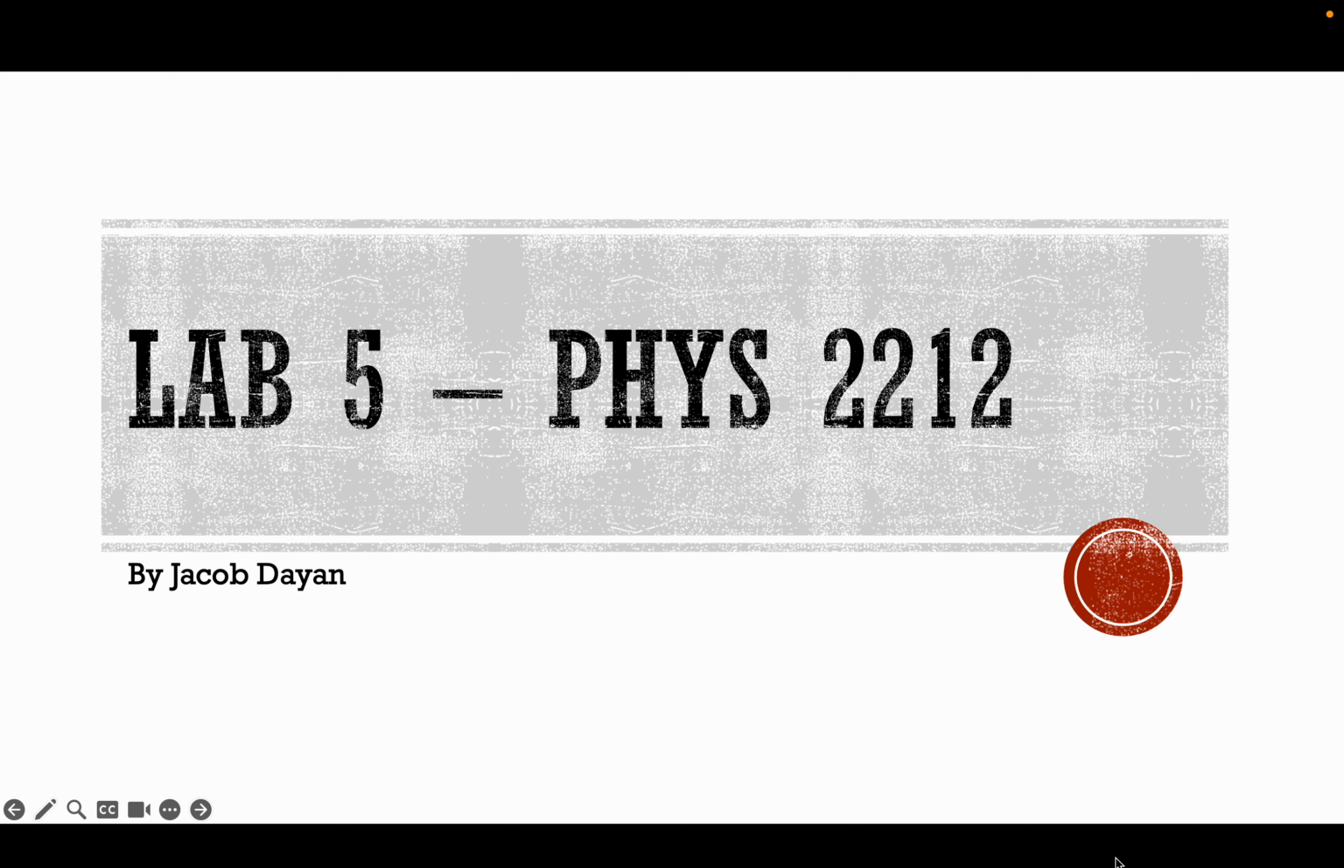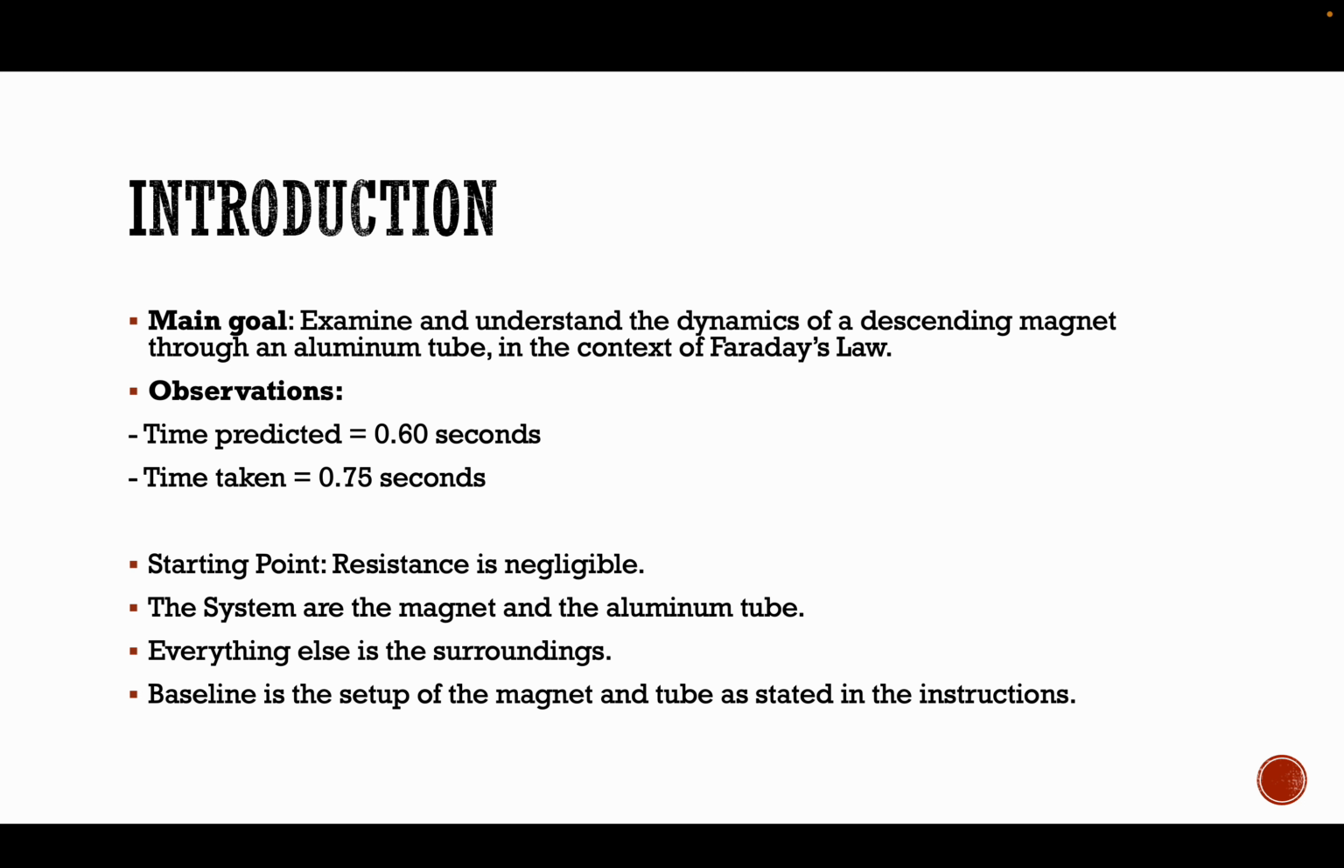Hello, my name is Jacob Dine, and today I'm going to talk about Lab 5 for Physics 2212. Our main goal of this experiment is to examine and understand the dynamics of a descending magnet through an aluminum tube in the context of Faraday's law.